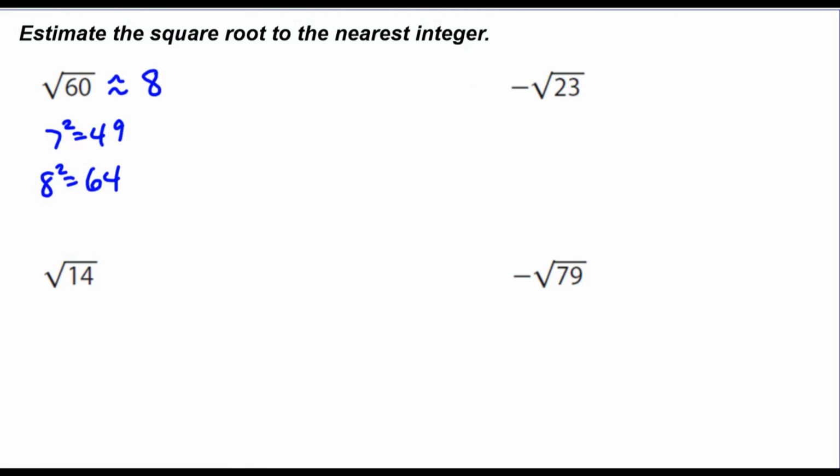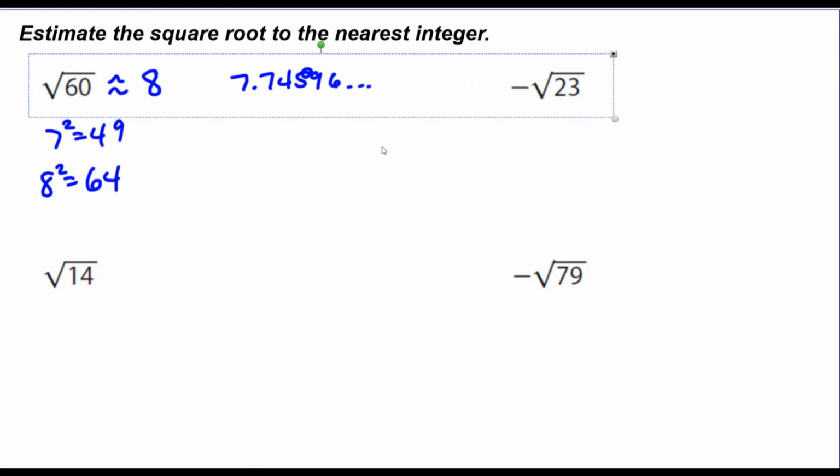And if you have a calculator and actually figure out what the square root of 60 is, it's actually 7.7459, 6, so on and so forth. It's a long decimal number. So we are actually pretty close with that estimate.